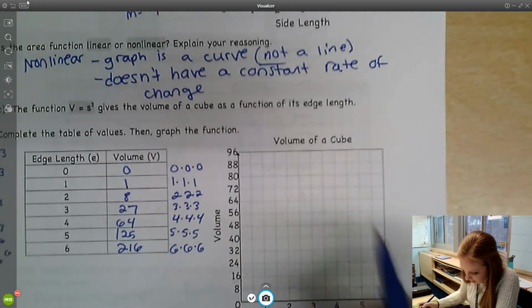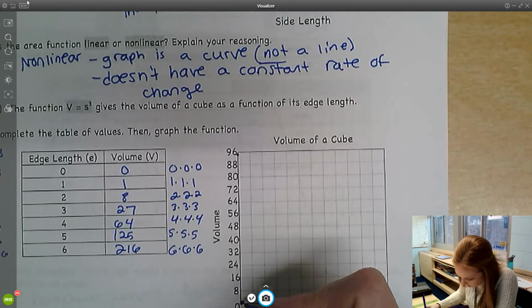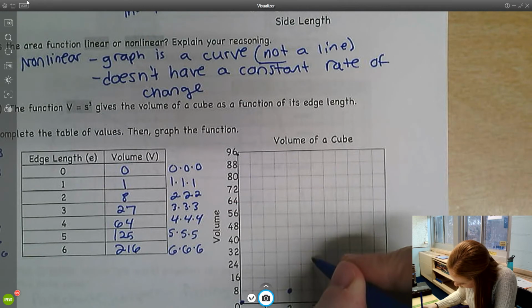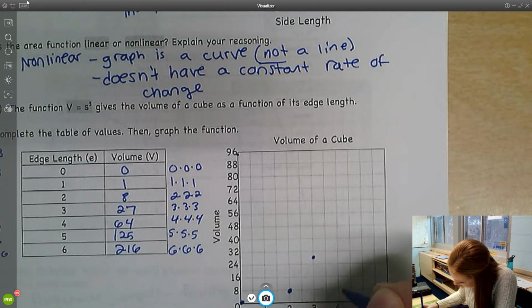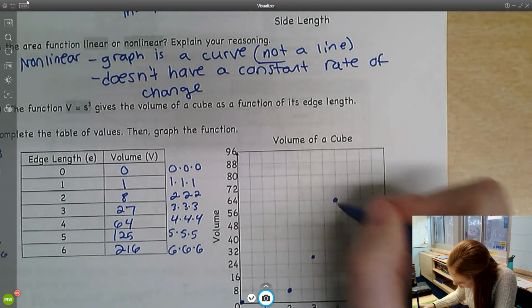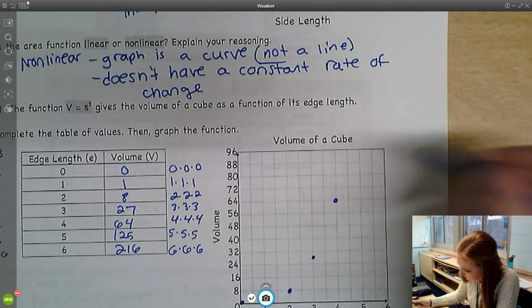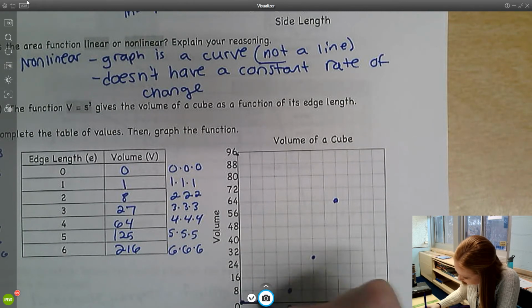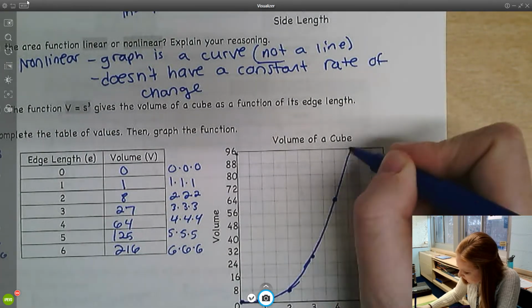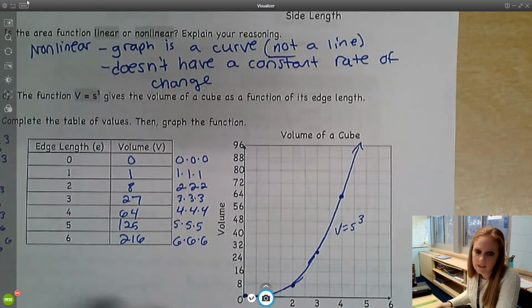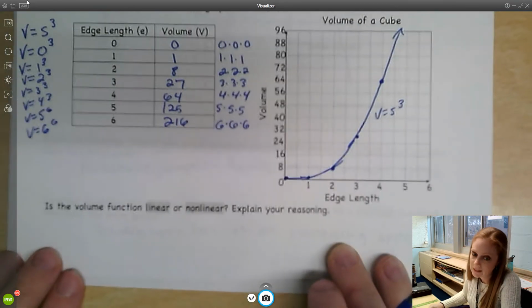Let's graph it. 0, 0, 1, 1, 2, 8, 3, 27, 4, 64, 5, 125. Oh, that's not even on here. Doesn't fit. But we can just follow the trend. Is this linear or nonlinear? It is curving. It is not linear.